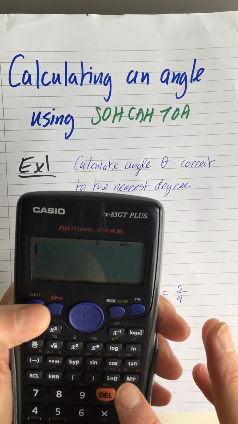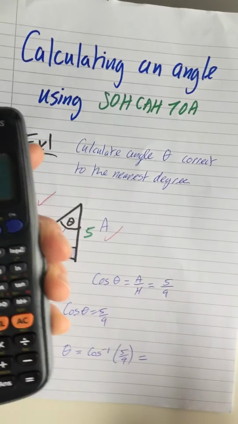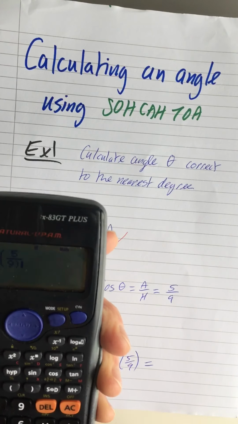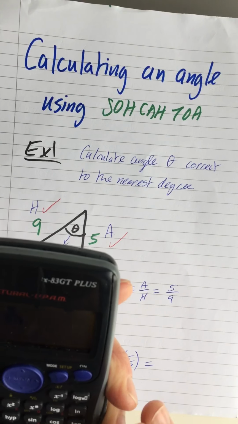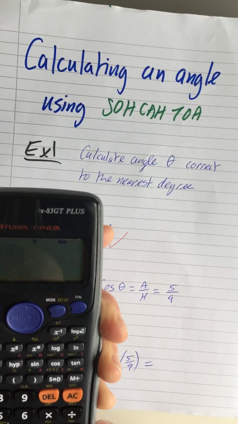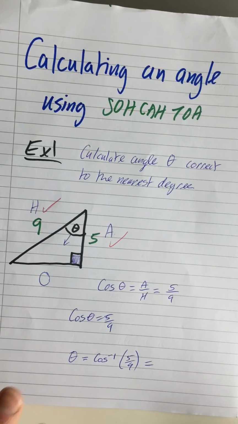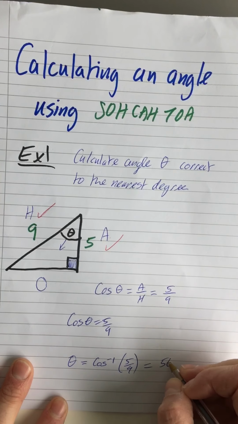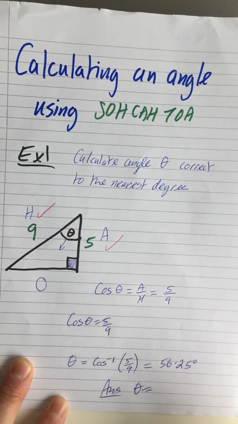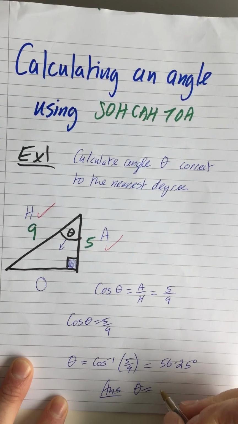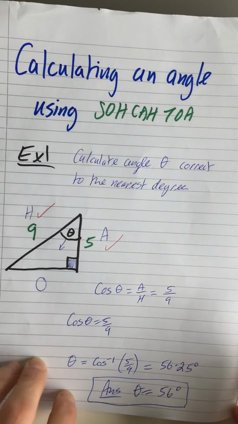And then I just type that into my calculator, making sure my calculator is on degree mode before I start. Shift, cos, fraction key, 5 over 9, close bracket, press equals. Oops, arrow out first, and then close brackets and press equals. And up comes 56.25. So I'll write that, 56.25 degrees. So my answer is, theta is, they want it to the nearest degree, so it's 56 degrees is the answer to this example 1.